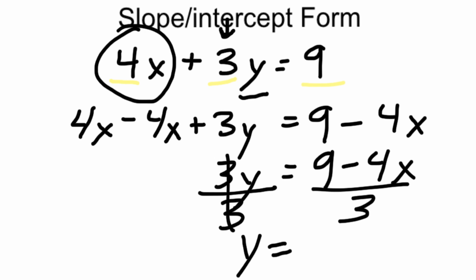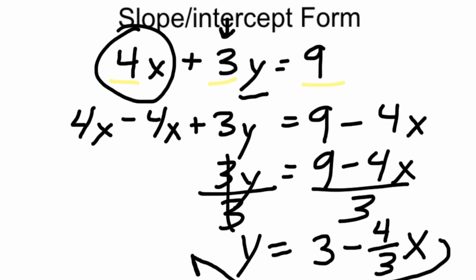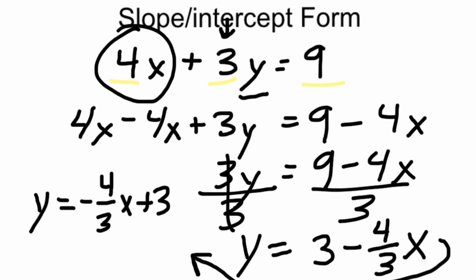Now we have to divide this 3 into both the 9 and the negative 4x. So 3 into 9 is 3, and 3 into negative 4 becomes a decimal, so we don't want that, so we'll just leave it as a fraction, negative 4/3 x. Now, let me just bring in a little arrow over here. What we'll do when we get into chapter 3 is switch the 3 and the negative 4/3 x around. So we'll go y equals negative 4/3 x plus 3. We just switch their places.